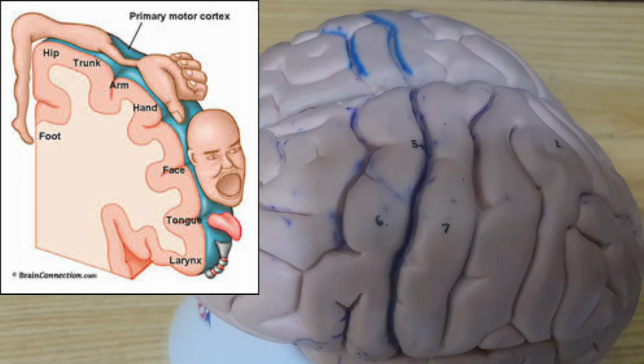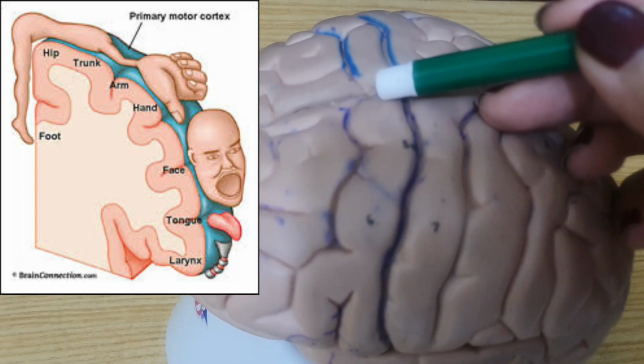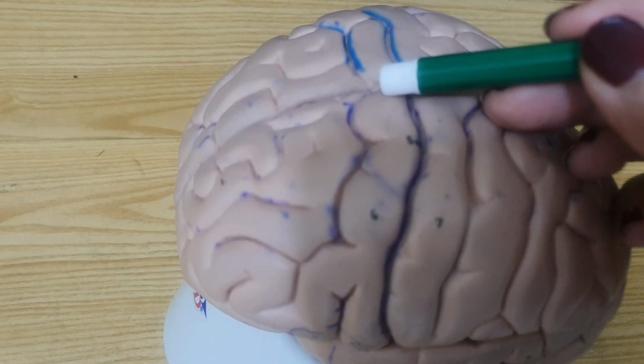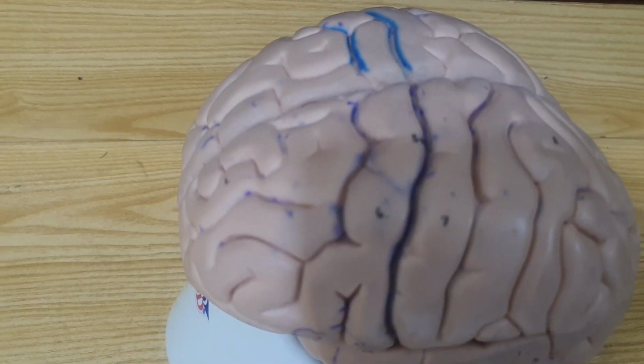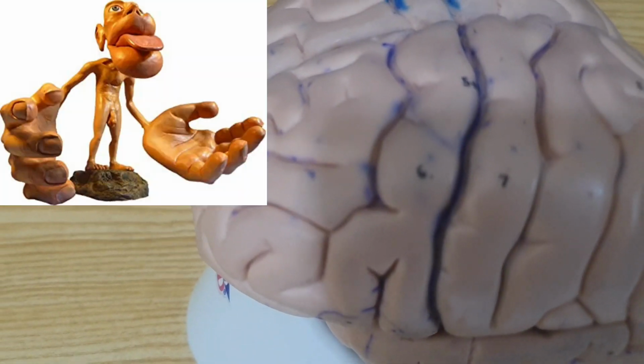The movements of the hip, knee and ankle are represented in the highest area of the precentral gyrus, and these are present on the medial surface of the cerebral hemisphere in the paracentral lobule. The movement of the anal and vesical sphincters are also located in the paracentral lobule.